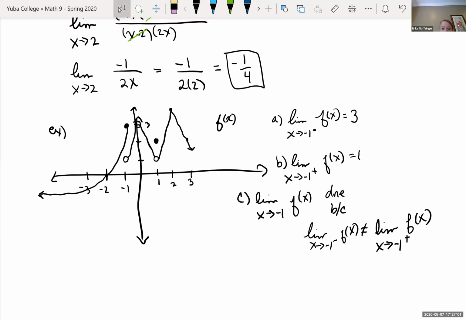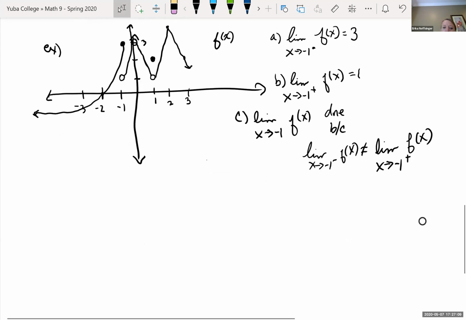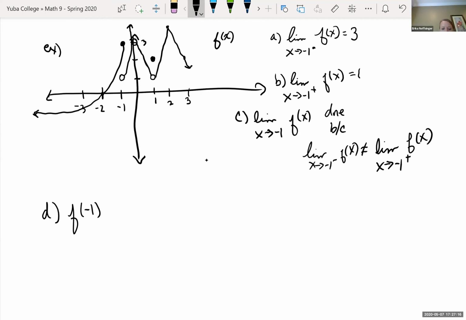Okay. So D wanted us to find f of -1. So this notation is basically saying, what is your y value when x is -1? So looking at the graph, the point when x is -1 is right here. And so this is equal to, it's a solid circle there, and so it is equal to 3. It asks what is f of +1. And so looking at this, f of +1 is equal to 2.